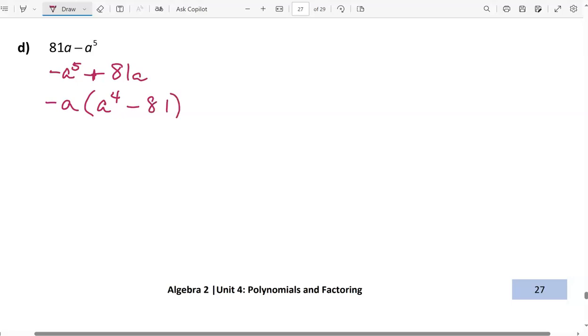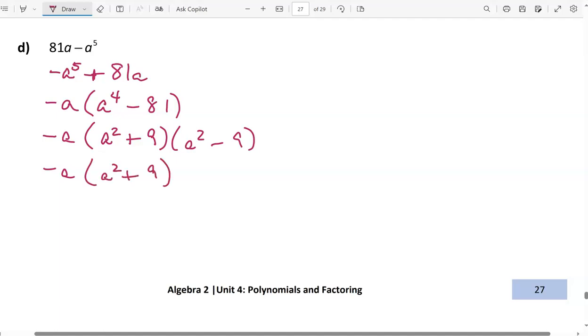Be very careful when you're factoring out a negative. That negative 81 is crucial to doing the rest of the factoring. A to the 4th minus 81 fits the pattern of the difference of squares. So it will factor into a squared plus 9 times a squared minus 9. A squared plus 9 is prime, so it can't be factored again. It's the sum of squares.